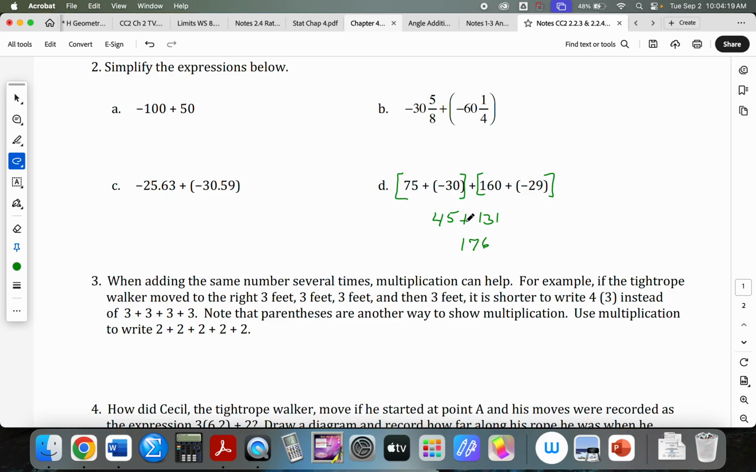Excellent. I like it. And when you see something like that that makes it easier, have at it. All right.